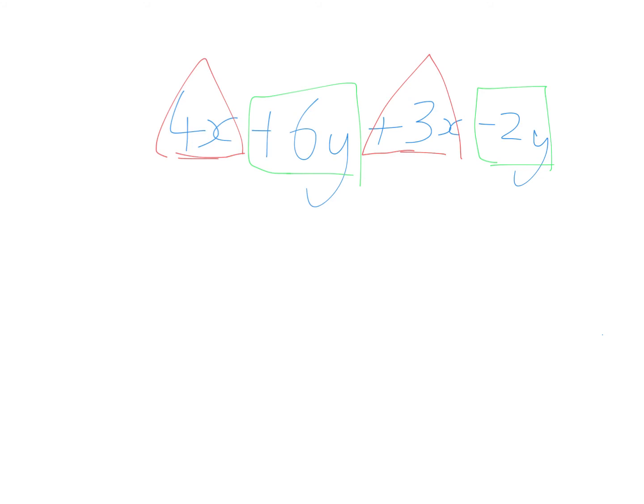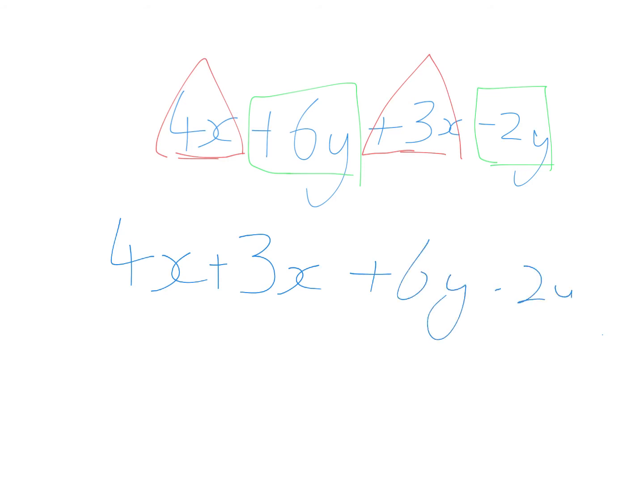The next thing I do now is I'd rewrite this, putting my x's together and my y's together. So any terms that can be added and subtracted with each other, I'm just going to put next to each other. So my 4x plus my 3x are going to go next to each other, and my 6y and my minus 2y are going to go next to each other. I'm just going to color code these again so you can see what I've done. I've moved the red terms, or the x terms, next to each other, and I've moved the green terms, or the y terms, next to each other.